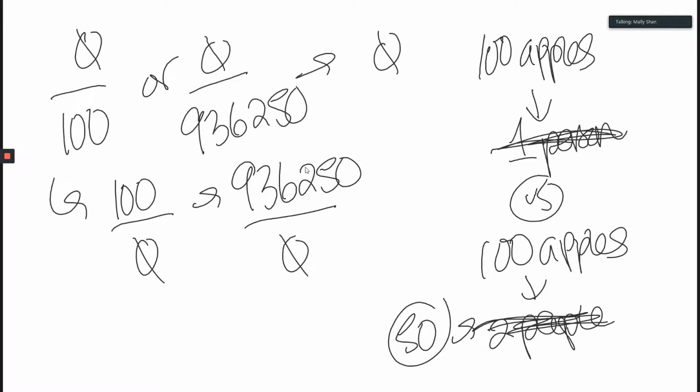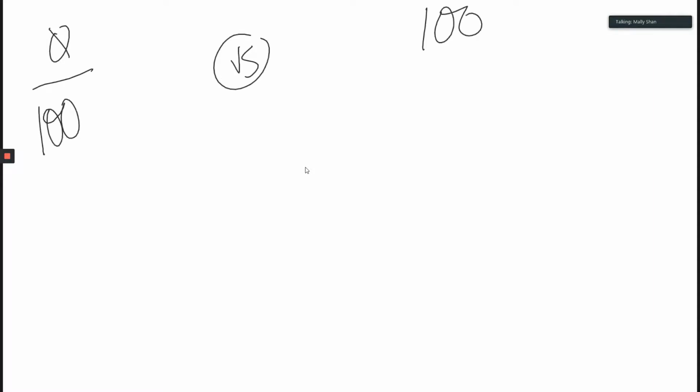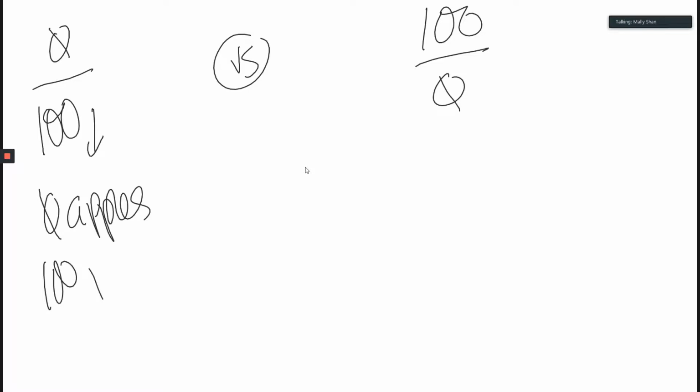Because there's still some things that you can actually give. You still have those 100 apples, but there's no possible way that you can divide it into nothing. This is different than the other scenario. The difference between 0 divided by 100 versus 100 divided by 0 is that in this case you have 0 apples and you have 100 people. So when you divide 0 apples among 100 people, everybody is going to get nothing. That's why this answer is 0, because there's nothing to give in the first place.